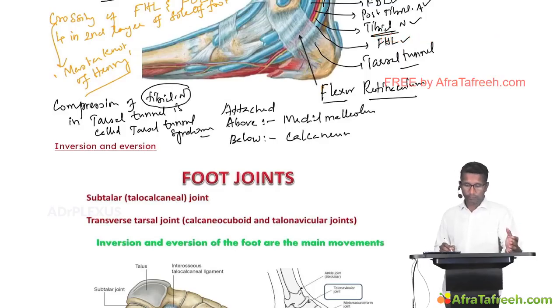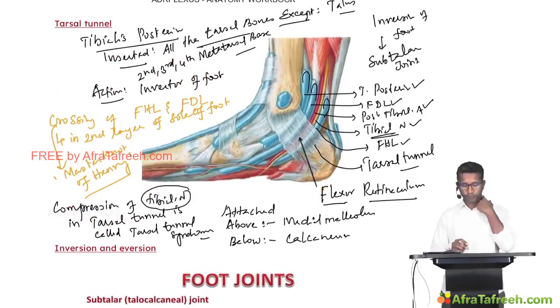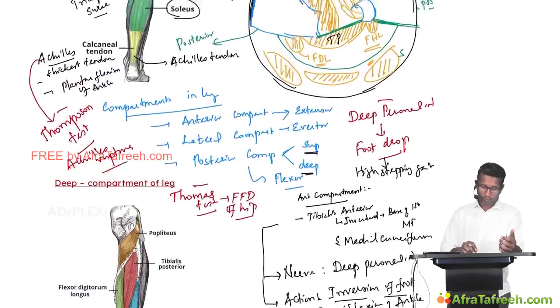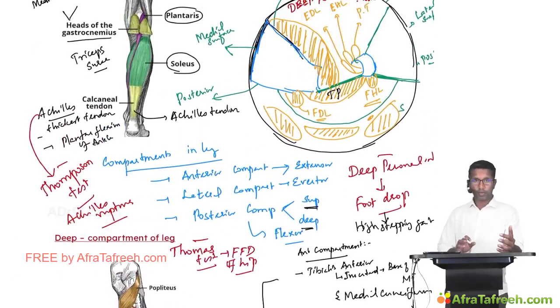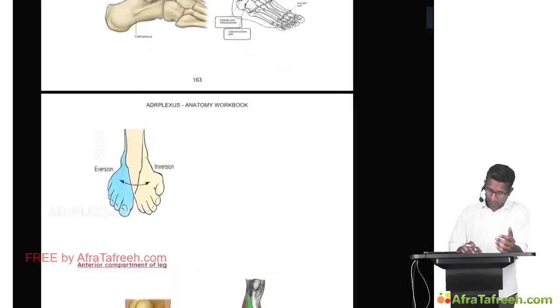Whenever there is cubital tunnel syndrome, you get ulnar nerve palsy, and whenever there is tarsal tunnel syndrome, we get tibial nerve palsy. Now this is about the muscles of the posterior compartment of the leg. It has various groups, superficial and deep. We'll try to write it down here.